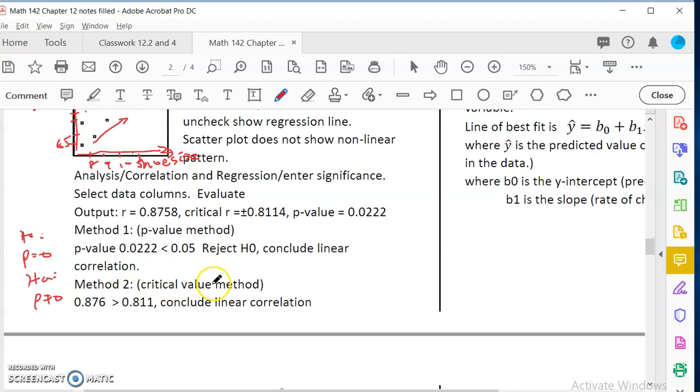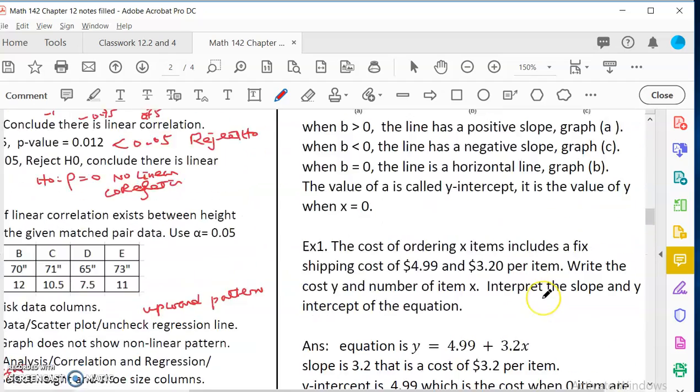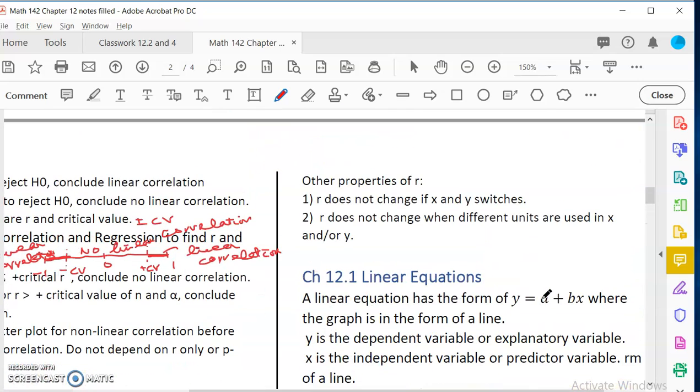If you use the critical value method, then you look at 0.876 on the positive side. Our threshold is 0.811, so 0.876 is past the threshold, close to 1. So it is also linear correlation. Both methods point to the fact that the matched pairs are linearly related. You only need to do one.